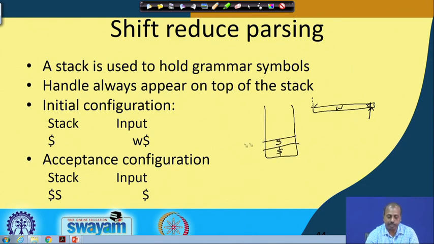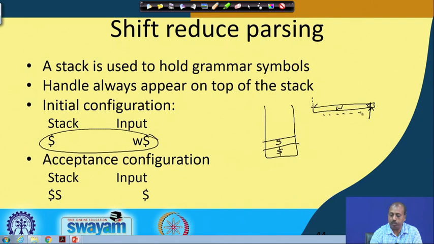So, if this configuration can be reached, starting with the initial configuration by taking actions corresponding to the input symbols that you have in W, then we say that the given string W is a valid string of the language. So, this way these shift reduce parsers will work.